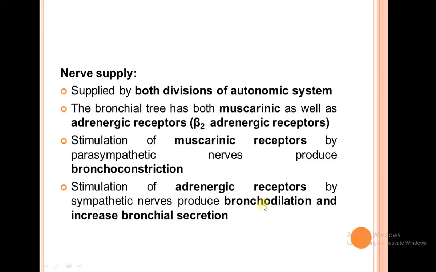Like vasodilation is increased diameter of the blood vessels brought about by sympathetic inhibition. So here it is opposite. Sympathetic stimulation in the blood vessels produces vasoconstriction, but sympathetic stimulation of the airways is going to cause bronchodilation, as well as there is increase in the bronchial secretion, while parasympathetic is going to cause bronchoconstriction, and this is mediated through the muscarinic receptors.